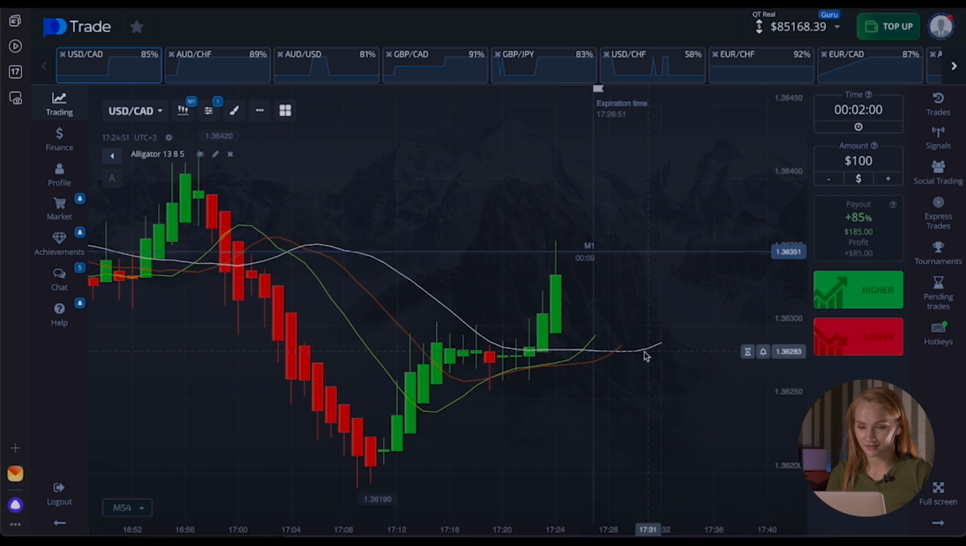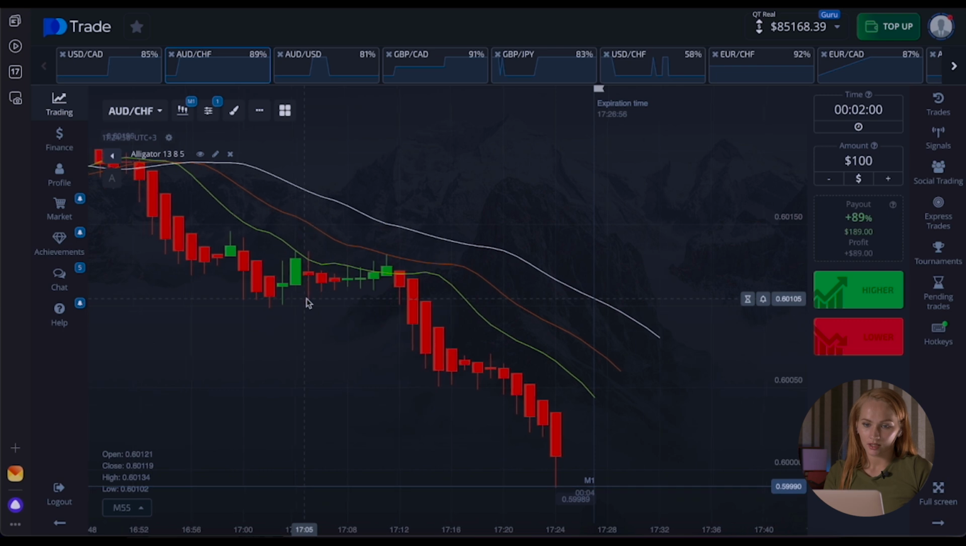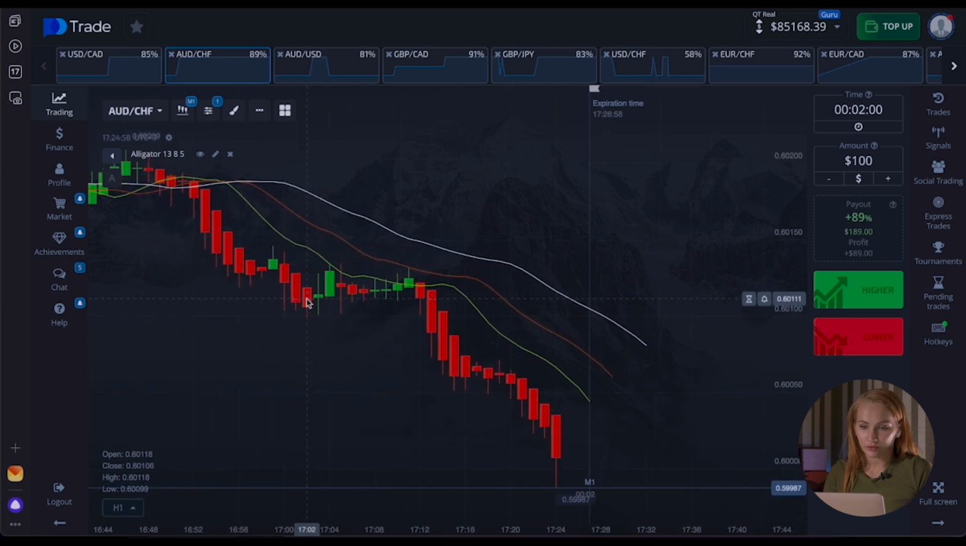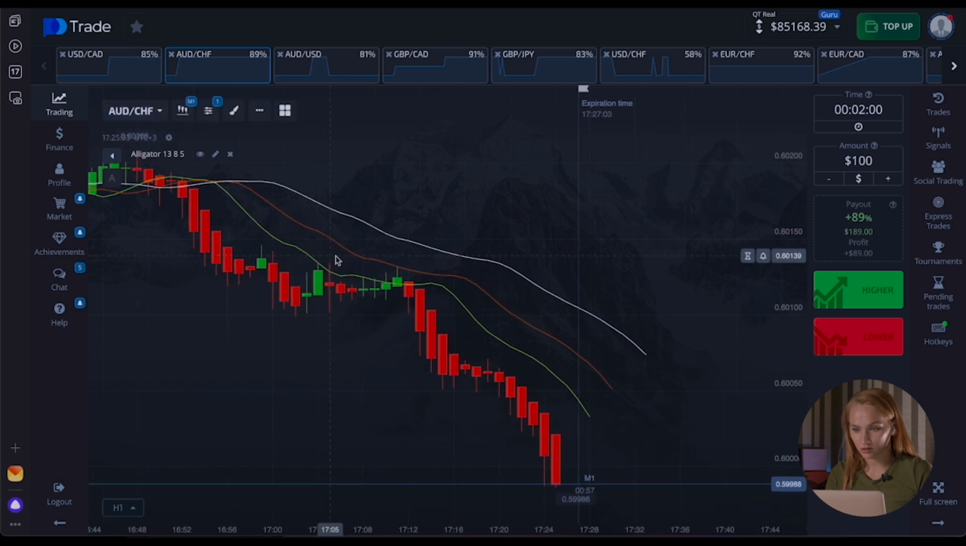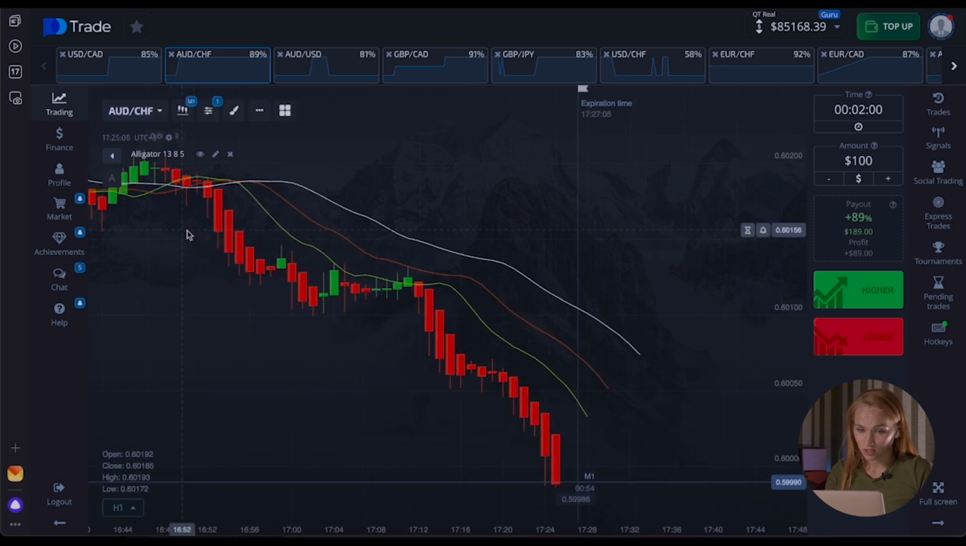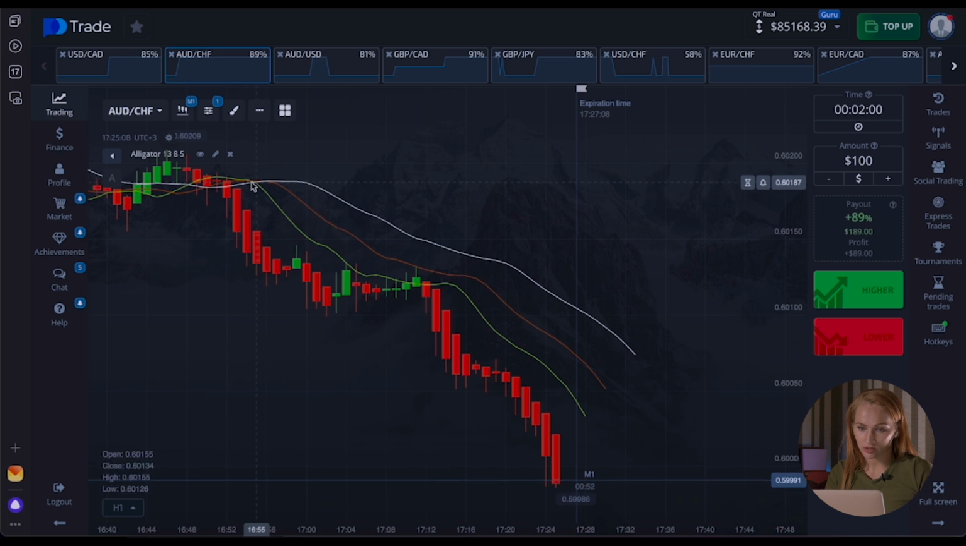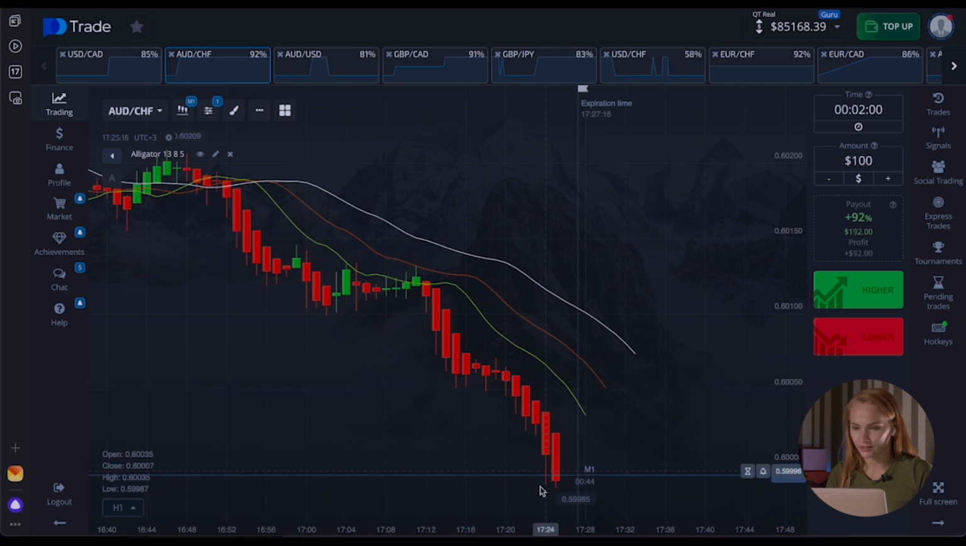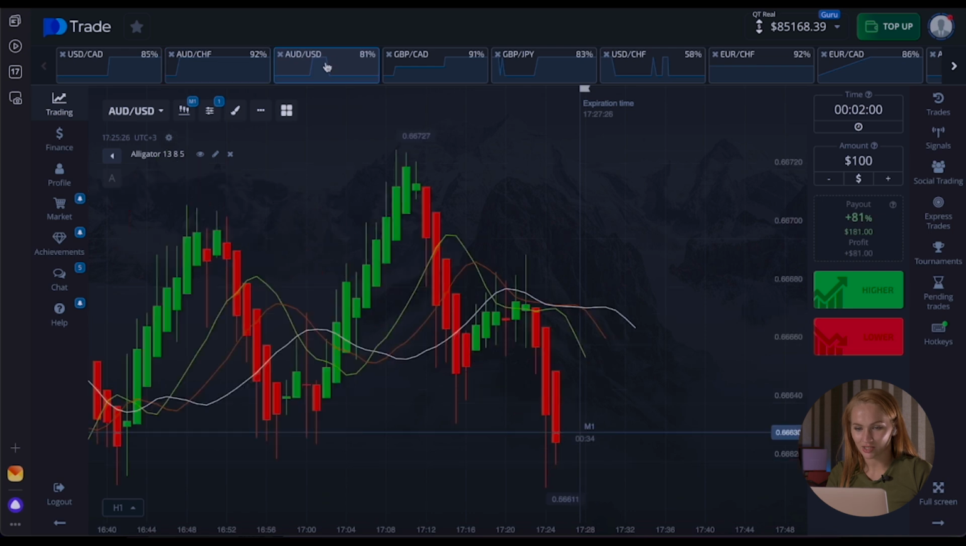Let's find the next signal. Take a look at the next currency pair, AUD CHF. You can see a very good signal. It's a downtrend. Lines are crossed and are going down, but this particular moment is not the best to open a deal. It's just a bit too late. It was best at like, I don't know, half hour ago. Right now it's just too risky. Let's look at the next option.